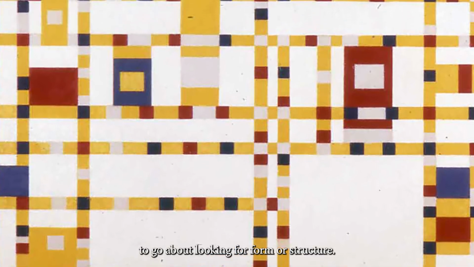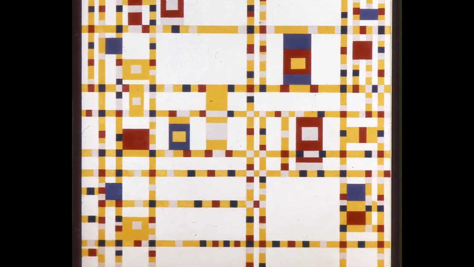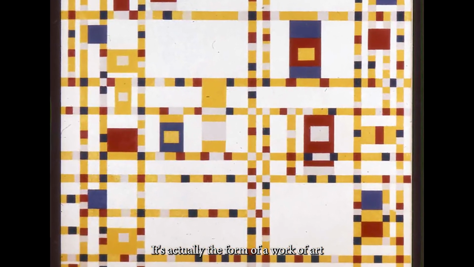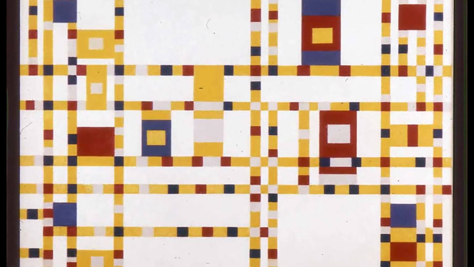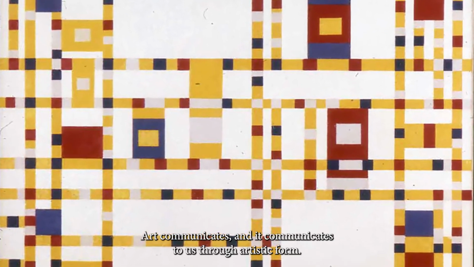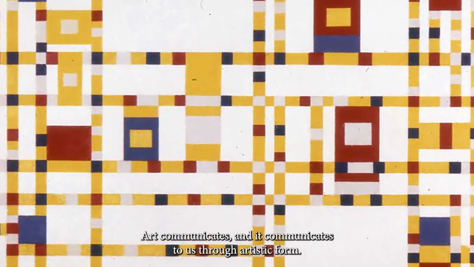The point here is simply to get a sense of how to go about looking for form or structure, the way the parts are organized. Why? Because, and now I'm going to tell you a secret, it's actually the form of a work of art that reveals to us the meaning of a work of art. Art communicates, and it communicates to us through artistic form.